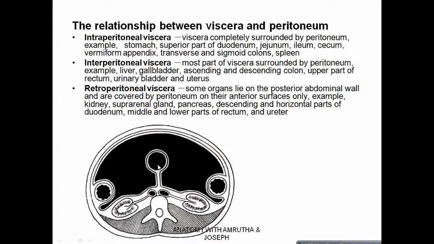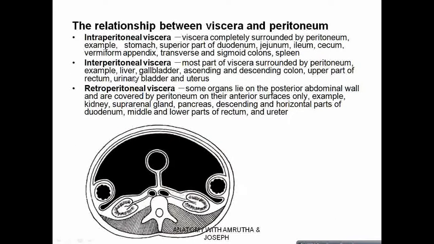Anyway, let's divide these organs into three: intraperitoneal viscera, interperitoneal viscera, and retroperitoneal viscera. So what is the difference? Intraperitoneal viscera are completely surrounded by peritoneum. This structure is an intraperitoneal viscus, almost completely surrounded by peritoneum. Examples are the stomach, superior part of the duodenum, jejunum, ileum, cecum, appendix, transverse and sigmoid colons, and spleen.